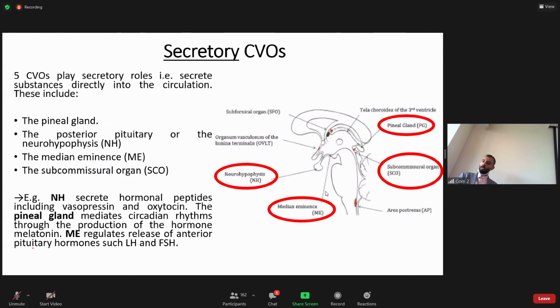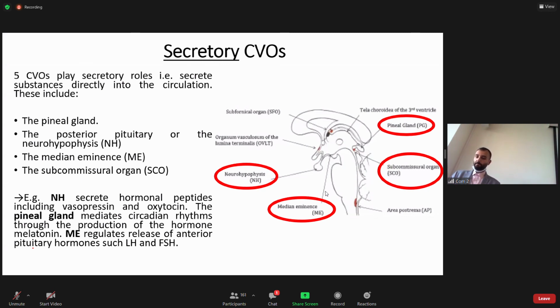The others play secretory roles, like the ones that produce hormones. Like the pineal gland is known to do what? Any idea? The pineal gland? Melatonin, very good, which is for what? For the sleep cycle, very good, to induce sleep, or to regulate the sleep cycle.